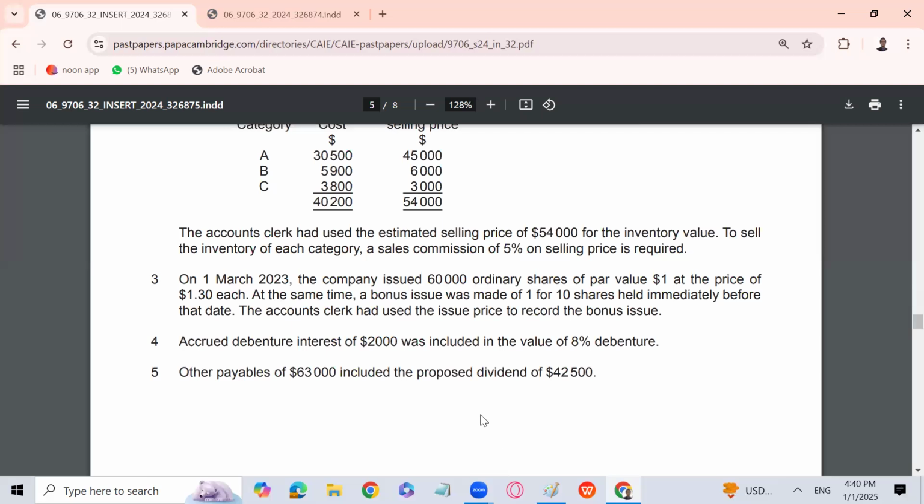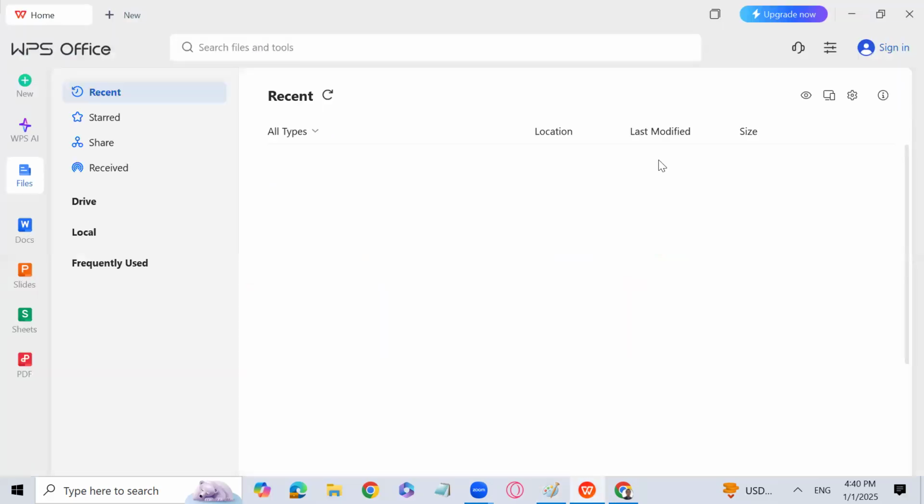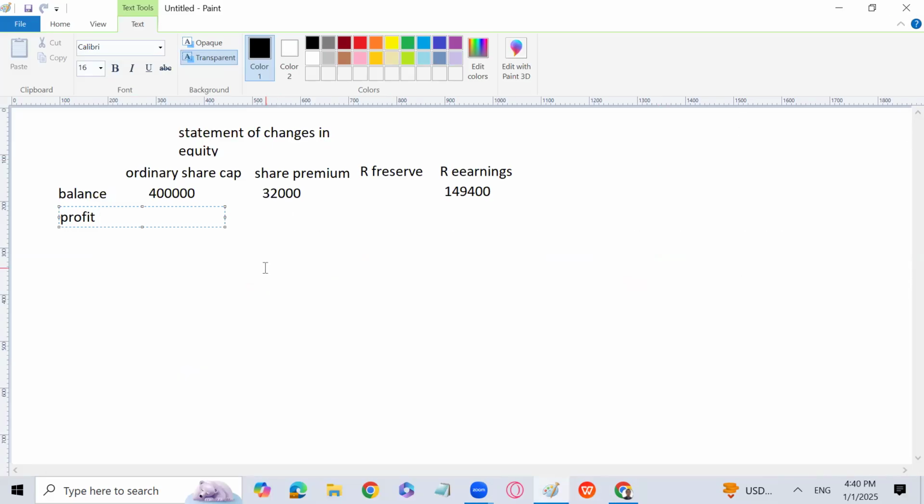Proposed dividend, we have to subtract it from other payables because that is also not a part of it. No, it will not be subtracted from profit because accrued debenture interest was included in the value of 8% debenture. This is the error made in the debenture only. It has nothing to do with the profit. They haven't said this. It's not like that. They are just writing that it has been written in that way. So we have to adjust accordingly.